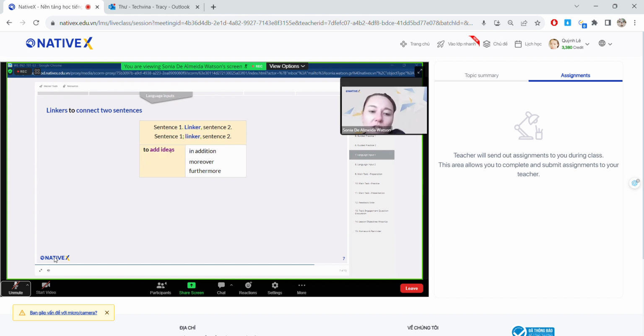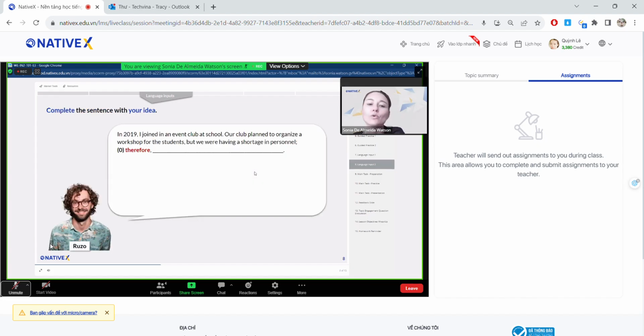Now remember, when we want to add related ideas or information, we can use linking words: in addition, moreover, furthermore. Then if we want to show the listener we're going to talk about a result, we can use therefore, as a result, and for this reason. Now, let's have a look at Ruzo's answer. He's also answering the same question.